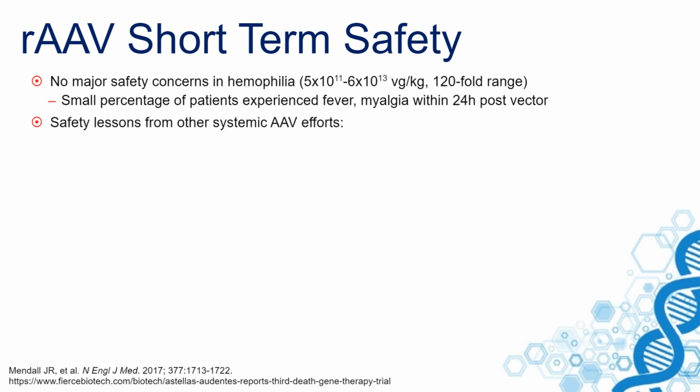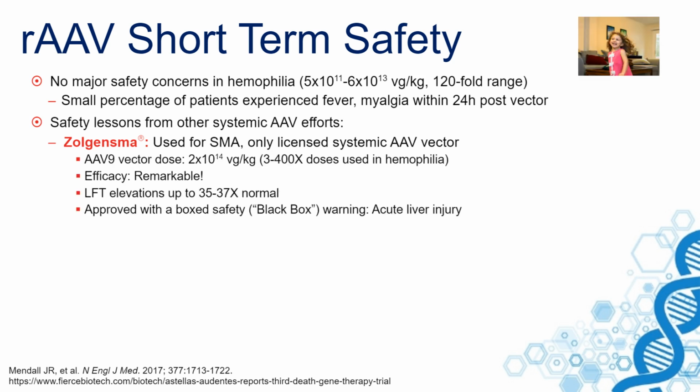There is increasing data coming out of other systemic AAV clinical trials that probably have some application to the work we do in hemophilia. So first, there is now 1 approved systemic AAV vector for spinal muscular atrophy, which has really quite remarkable efficacy. This is a disease that essentially is universally fatal or requires respiratory support early in being a toddler. And it's really quite remarkable, this little girl with SMA is running. So again, remarkable efficacy. But what was observed in the clinical trials is that these patients could have really quite remarkable LFT elevations, and thus it was approved with a box safety warning for acute liver injury.